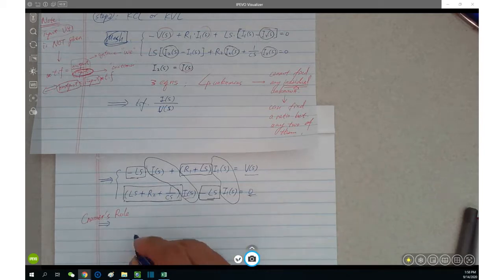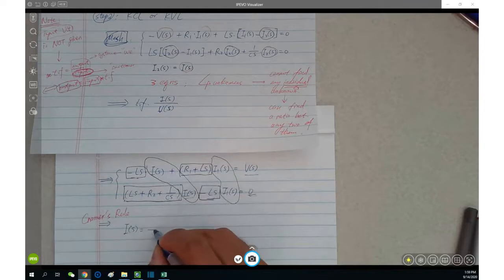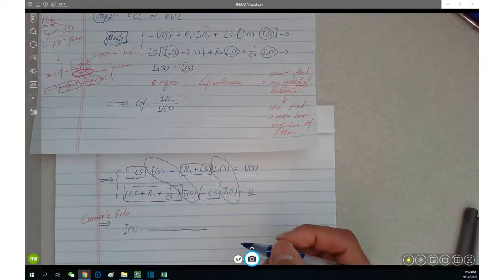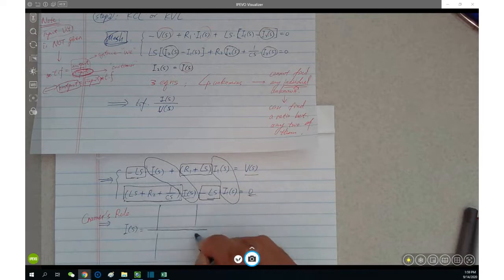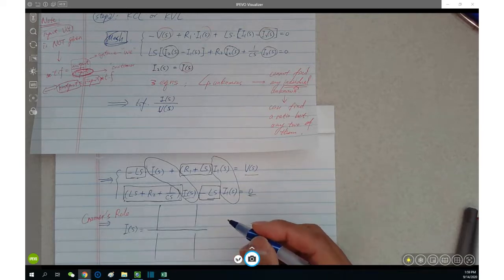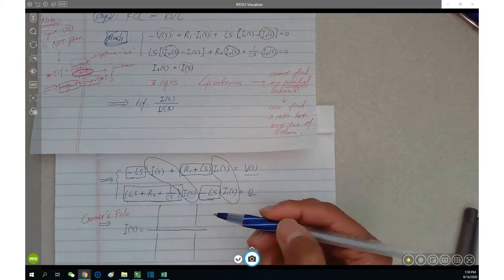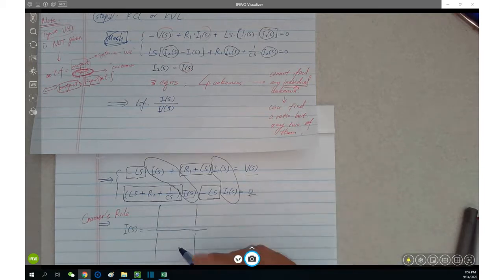Not quite sure, but Cramer's rule is like this, right? If you're looking for I of s, which is the first unknown here, it equals a ratio between 2 matrix determinants. This is Cramer's rule. What are the 2 matrices? The denominator matrix is the matrix containing all of the coefficients of the two unknowns: R1 plus Ls, negative Ls, negative Ls, and R2 plus Ls plus 1 over Cs.